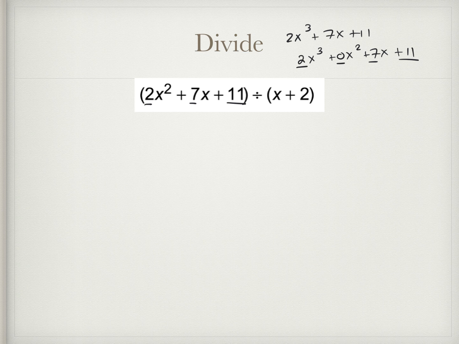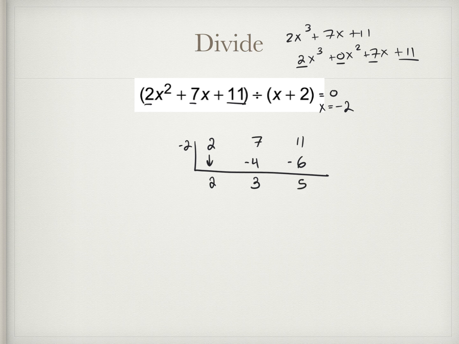In this case, though, we only have an x squared and x and then the constant, so that's perfect. We're going to go ahead and do 2, 7, and 11. And then we're going to equal this to 0, so we get that our x that we're dividing by is negative 2. I'm going to go ahead and bring that 2 down, multiply 2 times the negative 2 to get negative 4. We're going to add those to get 3, multiply these 2 to get negative 6, and we're left with a 5. So now, since we started with an x squared, this is going to be 2x plus 3, and then remainder 5 for the final answer.